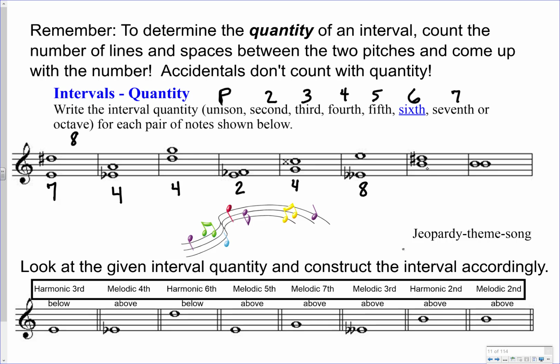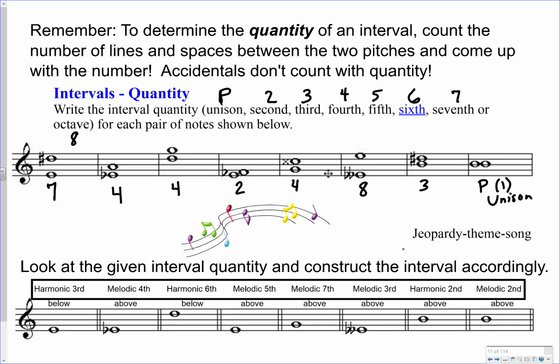In the next one, we have a B to a D. That's a third. And in the last one, we have a B and a B, same line. That would be prime. If you wrote 1, that's also acceptable. Or if you wrote U, that would be acceptable because that's unison. And that's really all there is to it when we have to determine the generic quantity. We're just looking for a number.